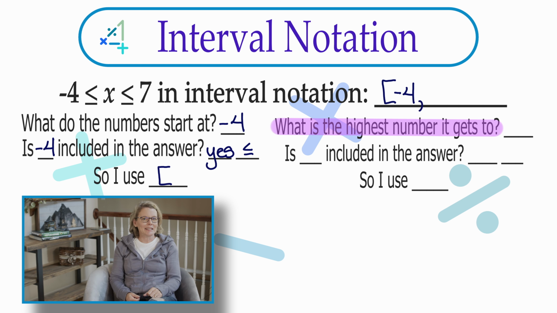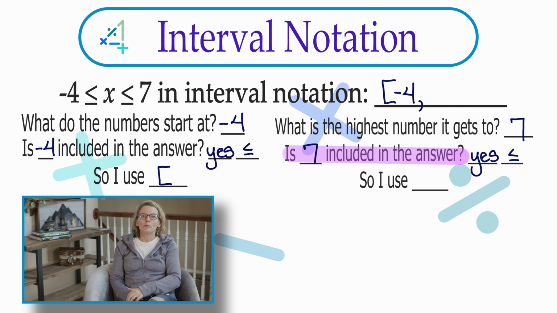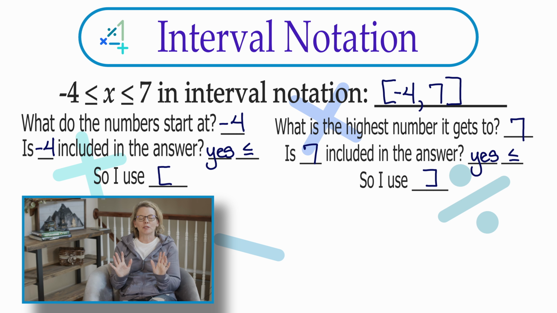What's the highest it can get to? 7. Included? Yes, because there's another less than or equal to, so I use a right bracket because it's included. To complete the answer, I put a 7 and end bracket to finish it up. This shows that the numbers start at -4 and end at 7, inclusive.